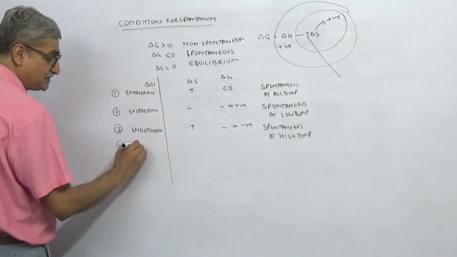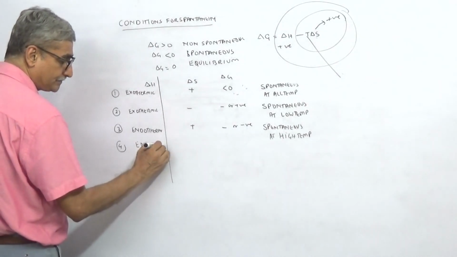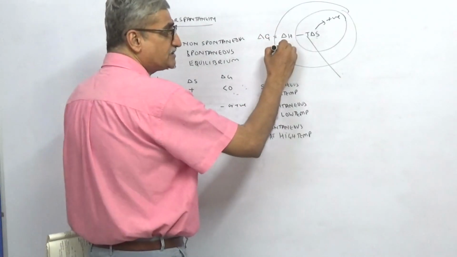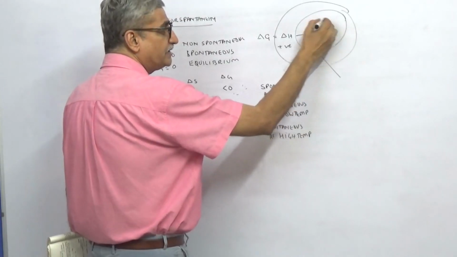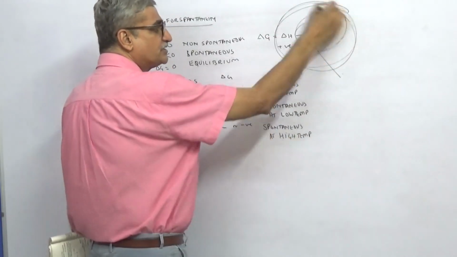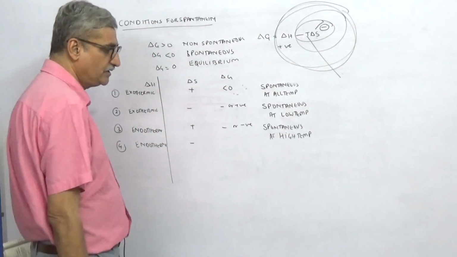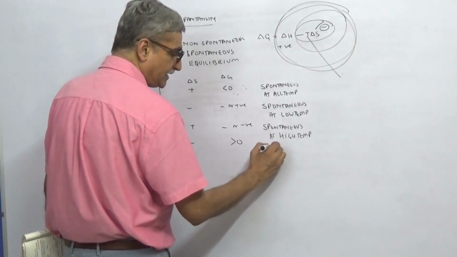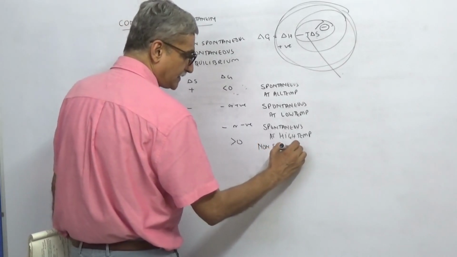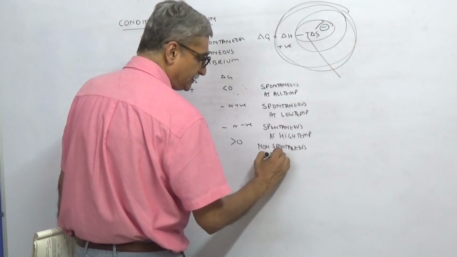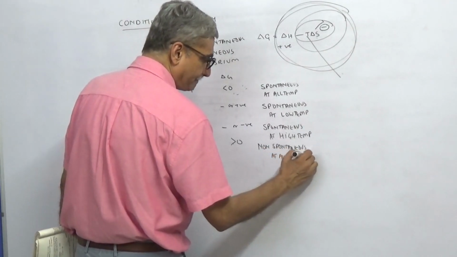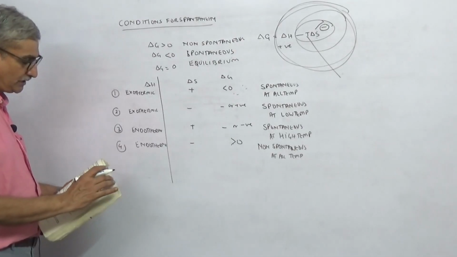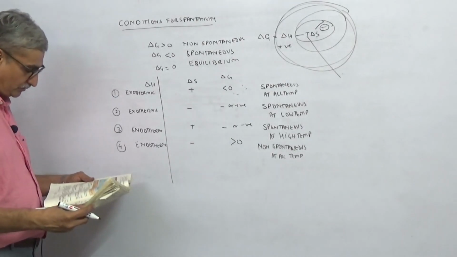Now fourth, this is endothermic, so delta H is positive, and delta S is negative. So negative into negative is positive. Whatever the situation, delta G will always be greater than 0. So such a reaction is non-spontaneous at all temperatures. Is this point clear?